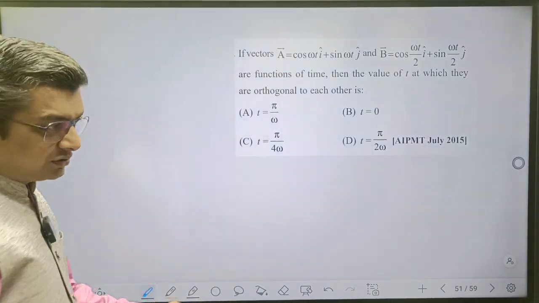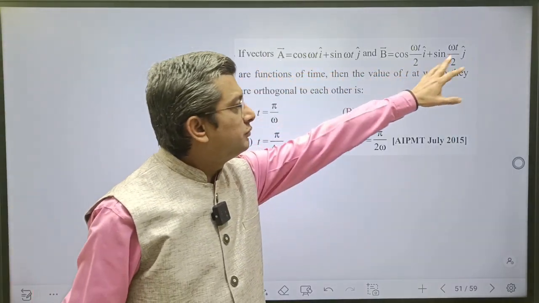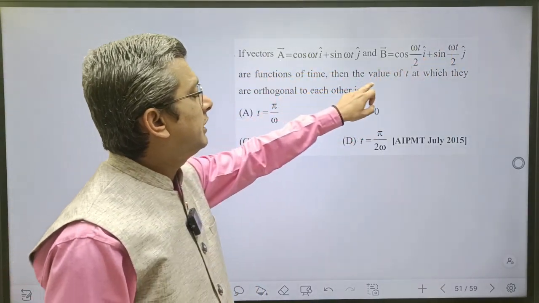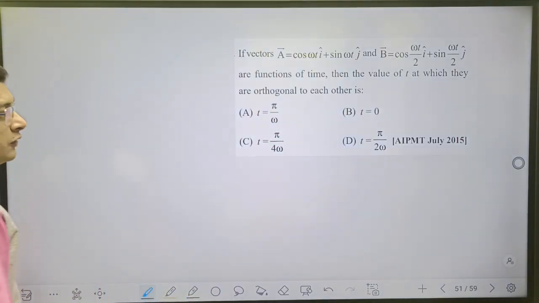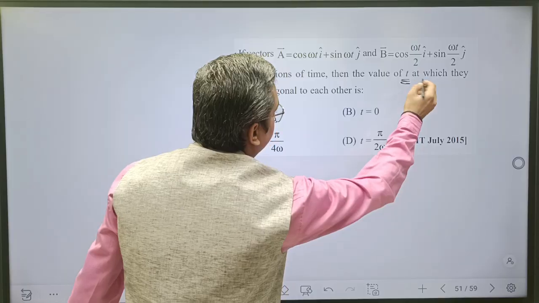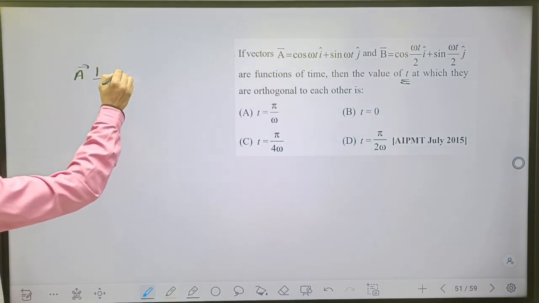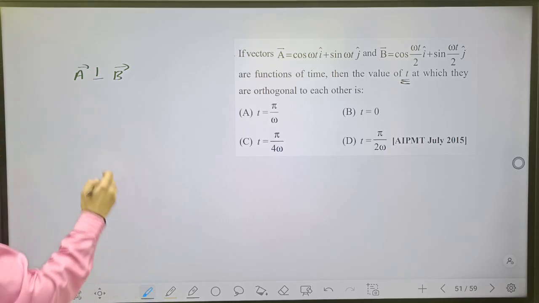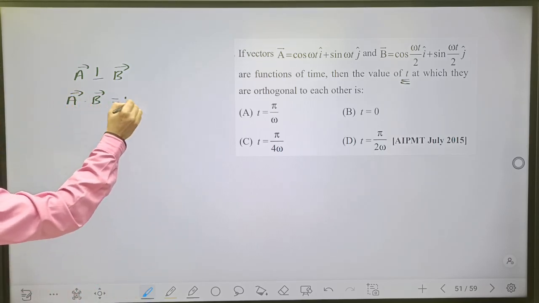but different things are being asked in different years, isn't it? If vector A is given by this value, B is given by this value, are functions of time, then the value of t at which they are orthogonal to each other. So if they are orthogonal, it means they are perpendicular to each other, isn't it? And if they are perpendicular to each other, then their dot product must be equal to 0.